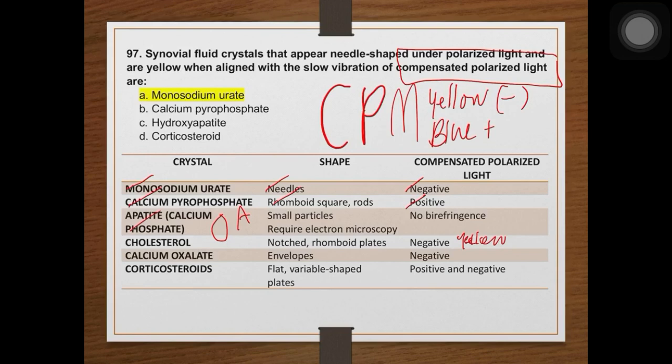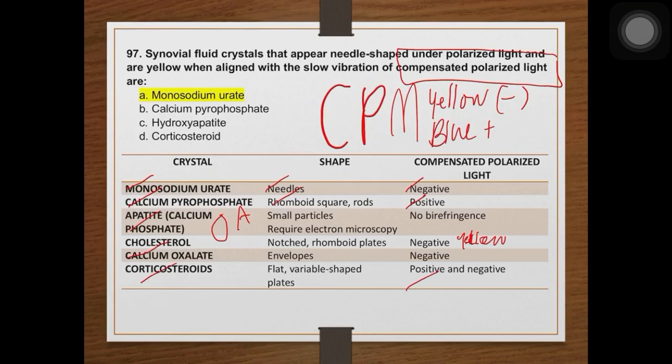birefringence. Calcium oxalate, found in synovial fluid of renal dialysis patient, envelope, under a polarizing microscope, yellow, an indication of negative birefringence. Corticosteroid from medication, variable, pwedeng positive or negative birefringence.